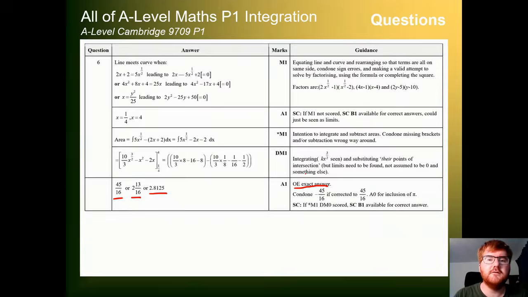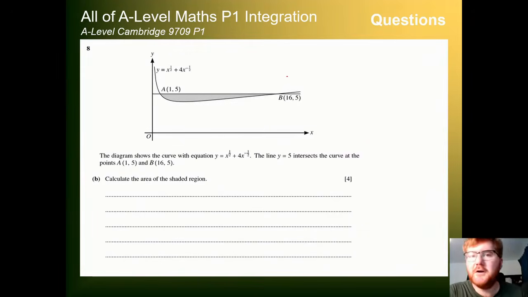Okay, and on to another question that could look quite familiar to you, because in the differentiation video, which you want to check out, just check it out above, we went through question 8a, which we did some work on stationary points, if I remember rightly. But here we need to work out the area of the shaded region. Notice we are already given the limits here, so for 1 and 16.